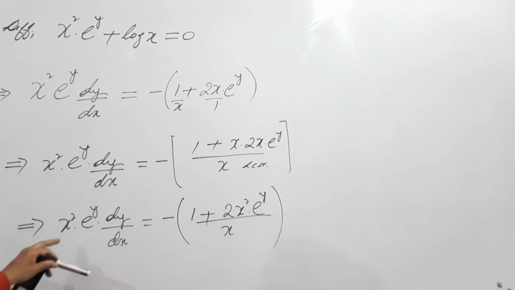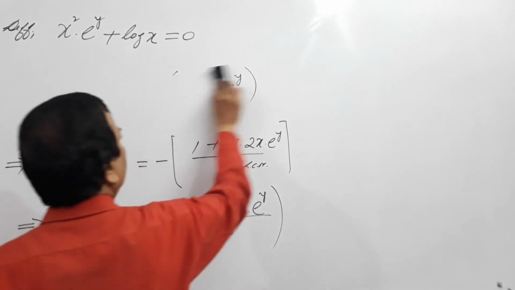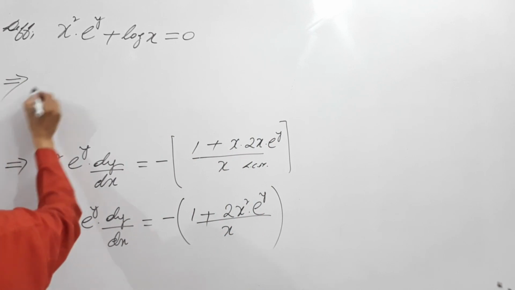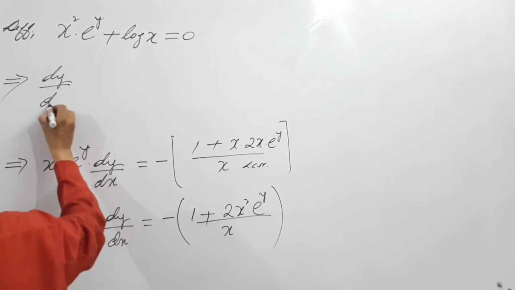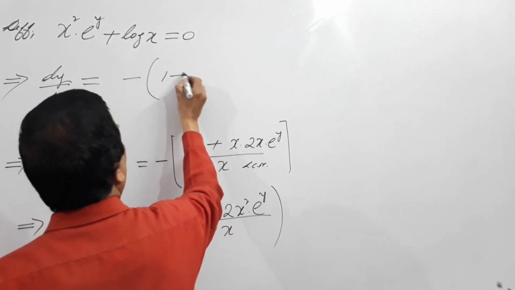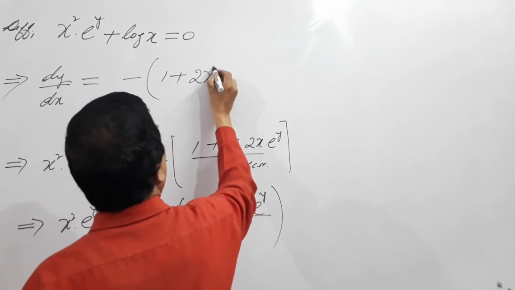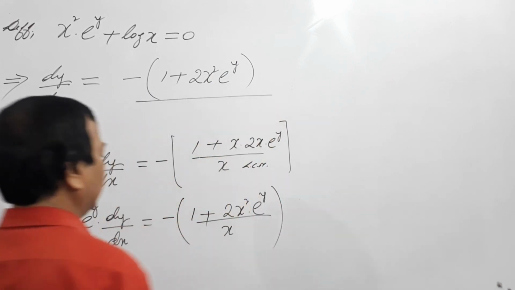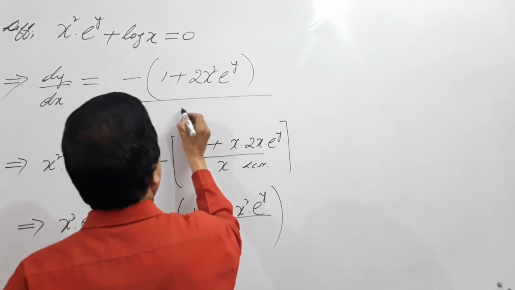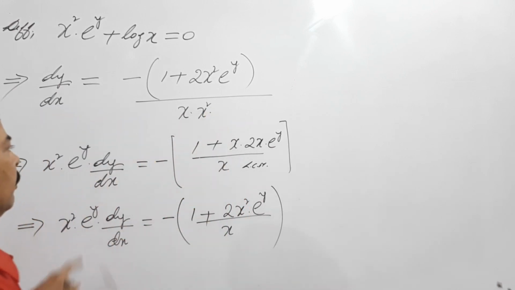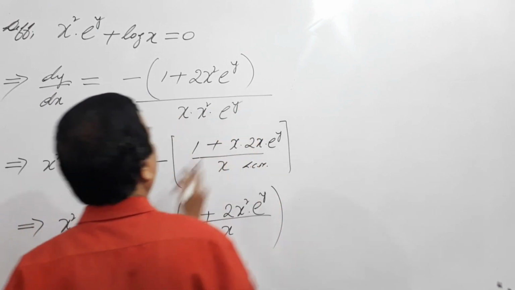Divided by x. We have an x square here, so let us move it to the denominator. You want dy by dx on the left hand side, equals minus 1 plus 2x square e to the power of y, divided by x into x square and e to the power of y.